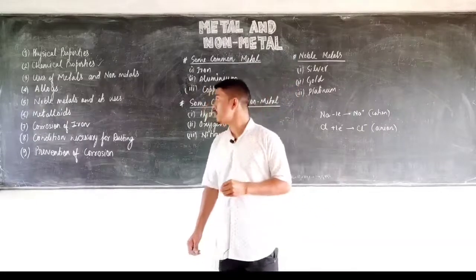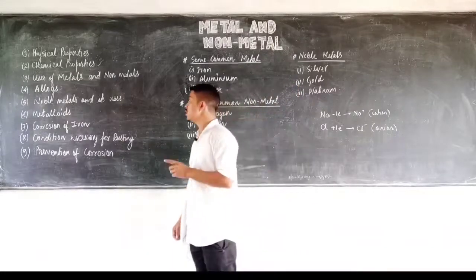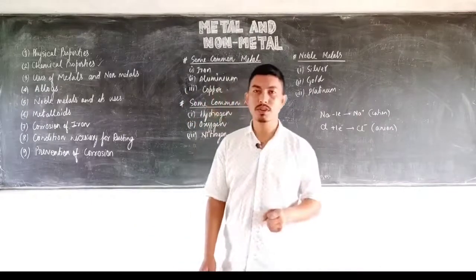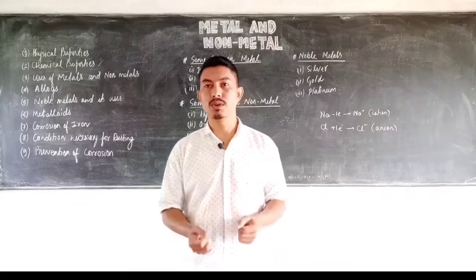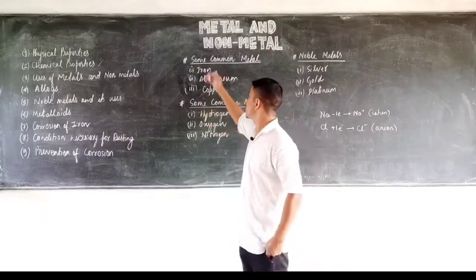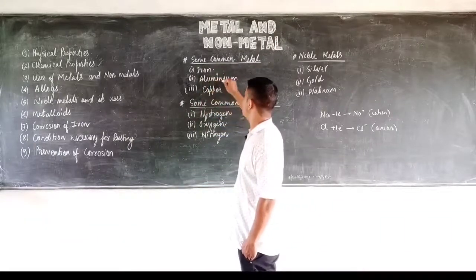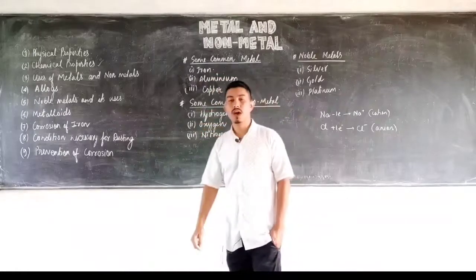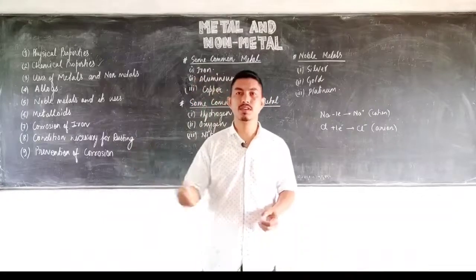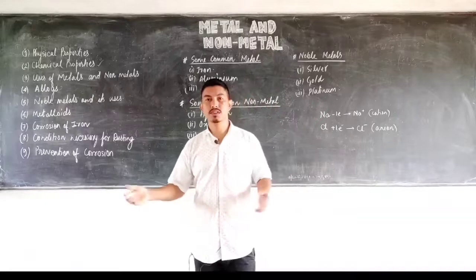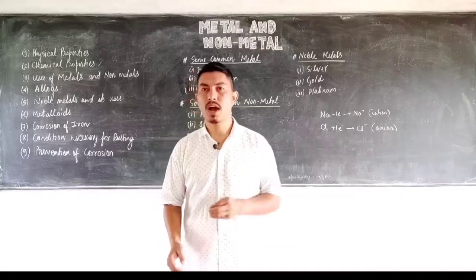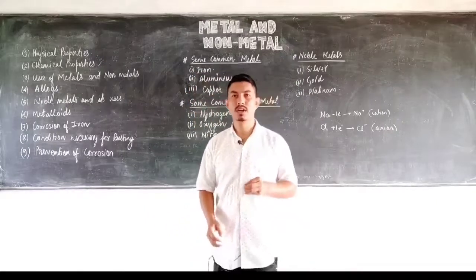Now the third topic in this chapter is uses of metals and non-metals. There are many metals known to us, but very few are well known, and they are of very great importance. Here I have taken some of the common metals that we see in our day-to-day life: iron, aluminium and copper. Iron is very important for the construction of bridges, houses, buildings and ships. Everywhere we look around, we see something made out of iron. So iron plays a very important role in our day-to-day life.